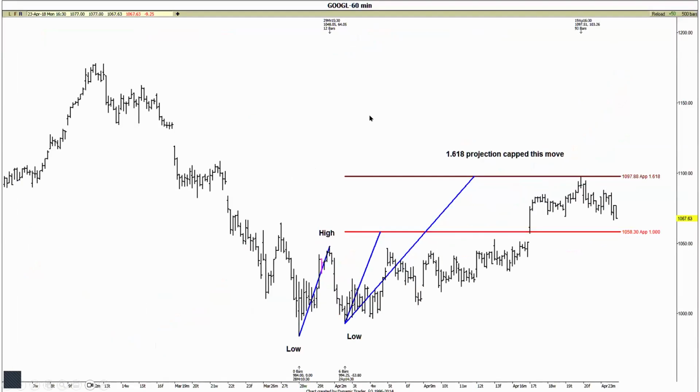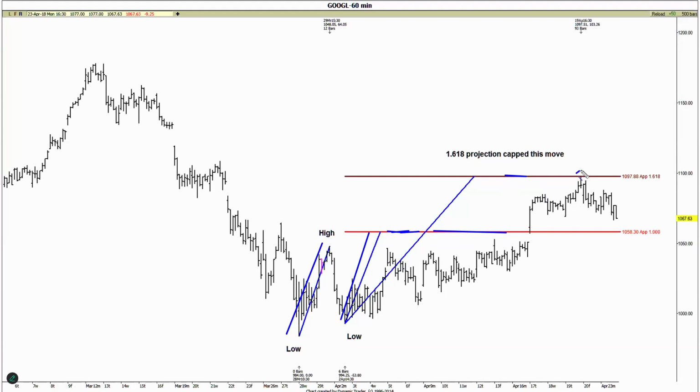Okay, here's another example of a projection. This one also includes the 1.618 ratio. Here, I've measured a prior low to high swing. And then again, we always use the 100%. But if that is blown through, the next one comes in at 1.618. Now, the 1.618 projection came in at 1097.88. The actual high in this case was made at 1097.51.